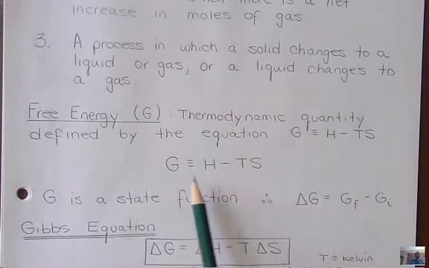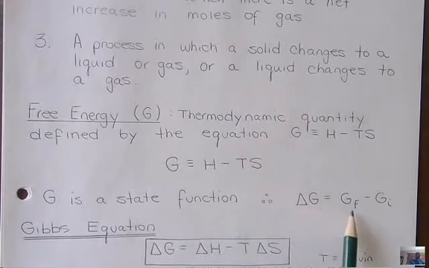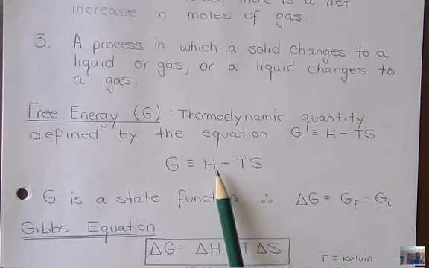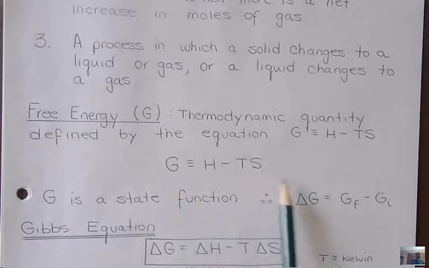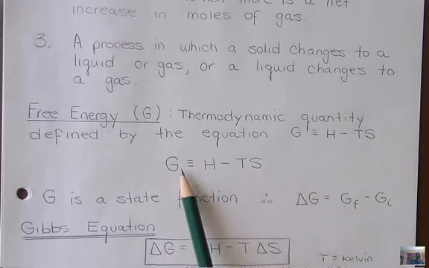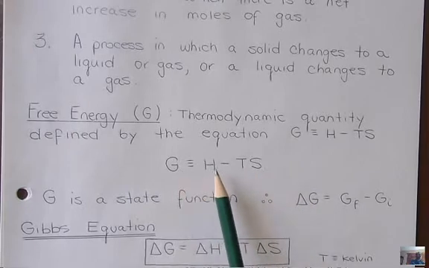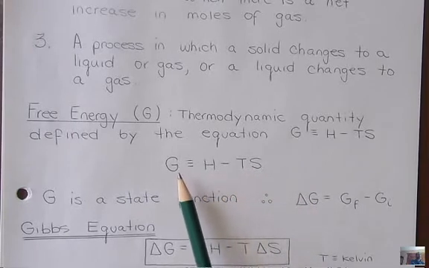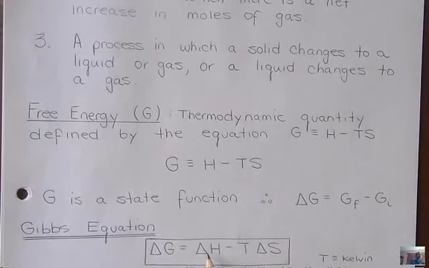Well, if G is H minus TS, and delta G is G final minus G initial, you can go into here and make a G initial by putting all I's on everything, okay? And a G final by putting all F's on everything, okay? So this guy would have an I, this guy would have an I, this guy would have an I. Then you make a final. Make 2 different equations. Then you subtract the final one minus the initial one, and you can get delta G. So I'm not going to do that simple derivation, but you could do it if you want.